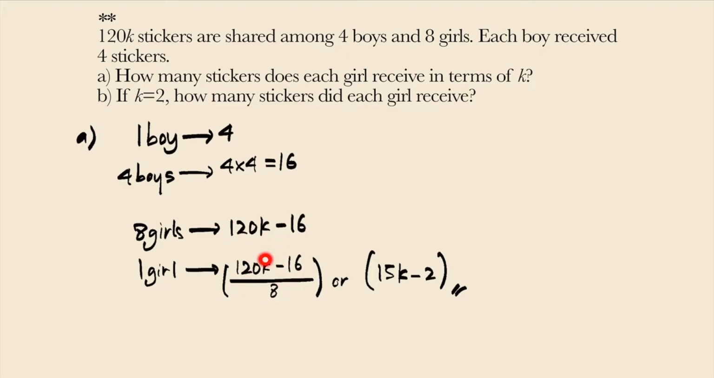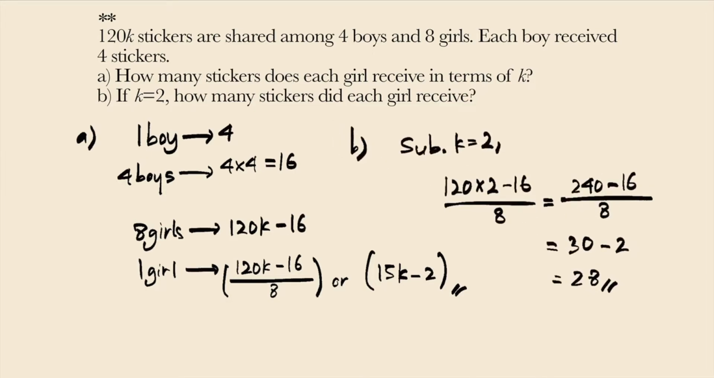Now, this could be your answer, or you could simplify. For example, 120 divided by 8 happens to be 15. 16 divided by 8 is 2. So this is the simplified version, but this will do as well. Okay, part B. If k is equal to 2, how many stickers did each girl receive?